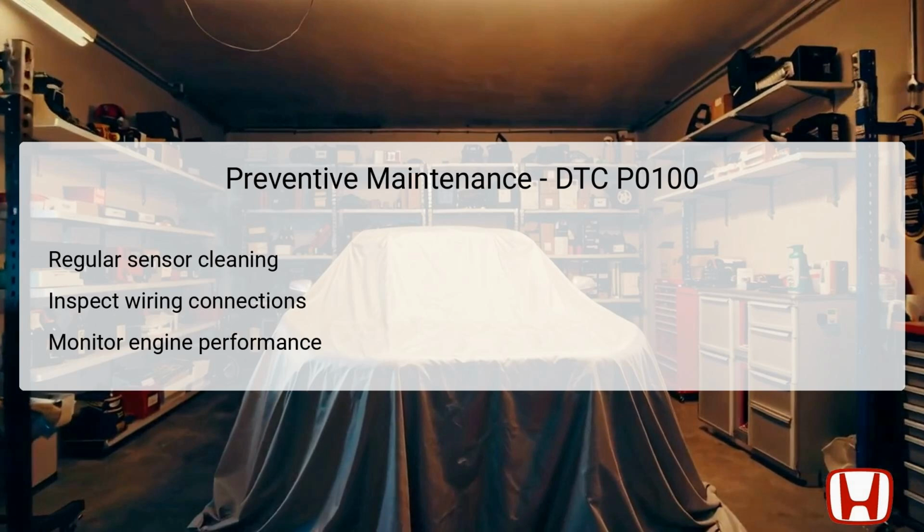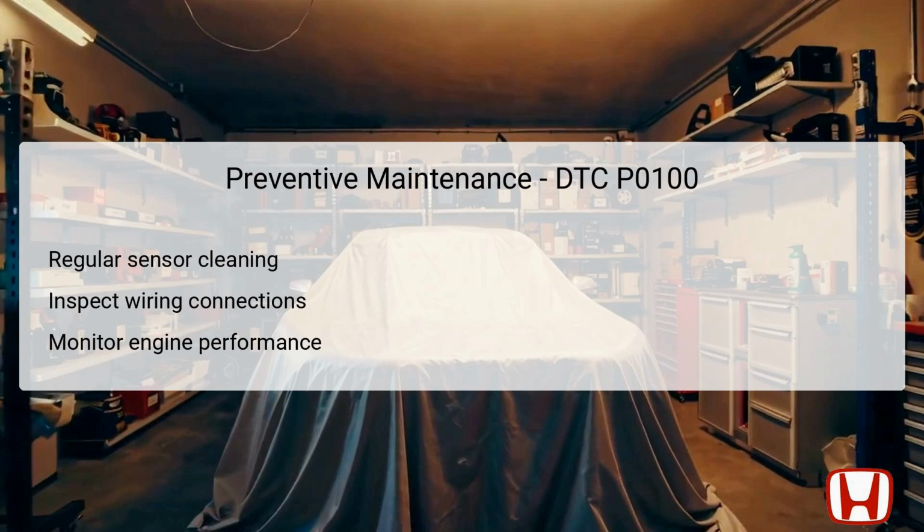To prevent future occurrences of the DTC P0100, engaging in regular preventive maintenance is key. A good practice includes periodically cleaning the MAF sensor to remove dirt or grime that may impede its function over time. Additionally, routinely inspecting wiring connections for wear or damage can help identify problems before they lead to significant failures. Keeping an eye on engine performance is also essential.